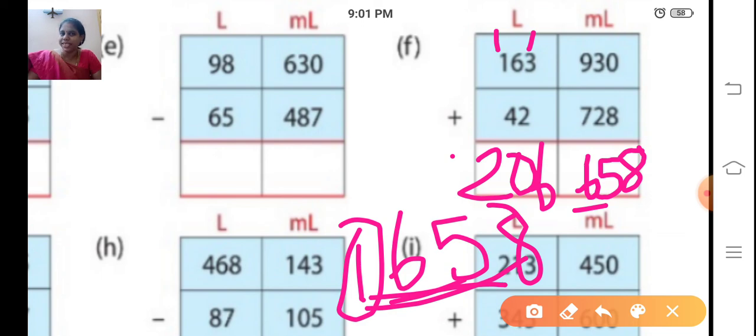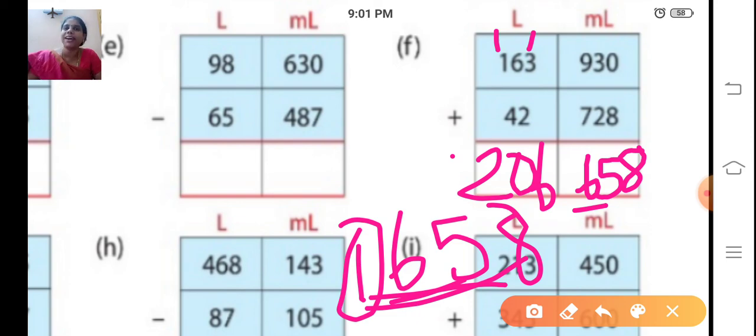658 milliliters. So if you're adding milliliters separately, if it is more than 1000, what you have to do is carry that 1 to the liters part. So that 1000 ml, just shift it to the liters part. 1000 ml makes 1 liter. So 163 liters 930 milliliters plus 42 liters 728 milliliters, if you add that, 206 liters 658 milliliters.